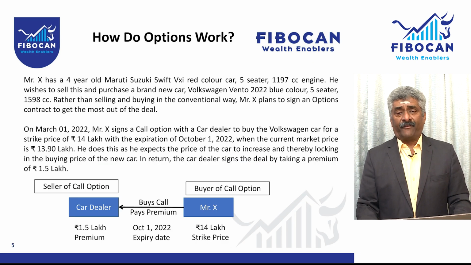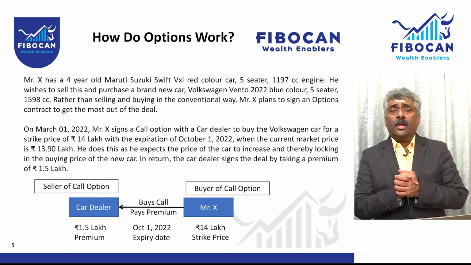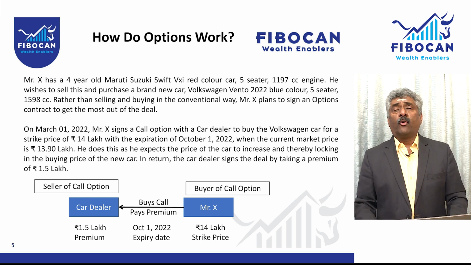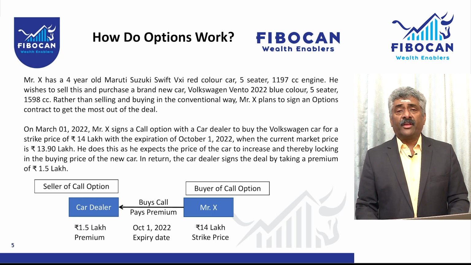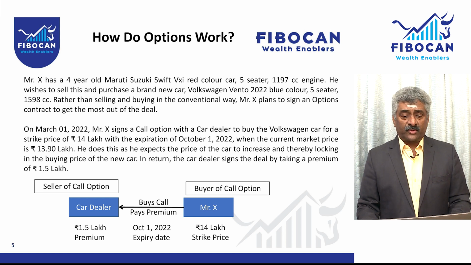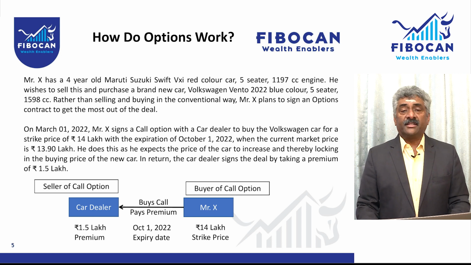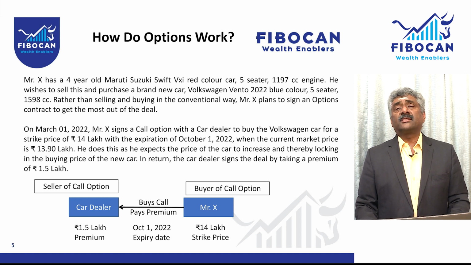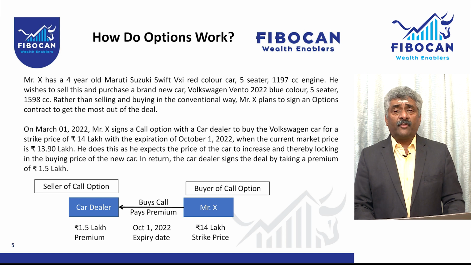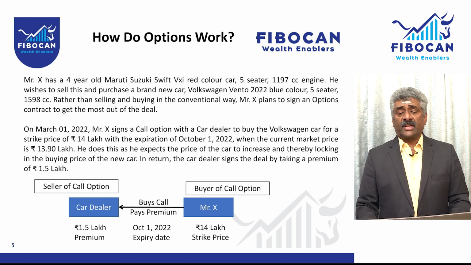Let's go to slide 5. How do options work? I have given an example. Let me read it out. Mr. X is a beautiful guy. He has a 4-year-old Maruti Swift VXI, red color, 5-seater, 1197 cc engine, a very intelligent guy. He wishes to sell this and purchase a brand new Volkswagen Vento 2022, blue color, 5-seater, 1598 cc. Rather than selling and buying in the conventional way, he plans to sign an option contract so that he can make the best out of it.